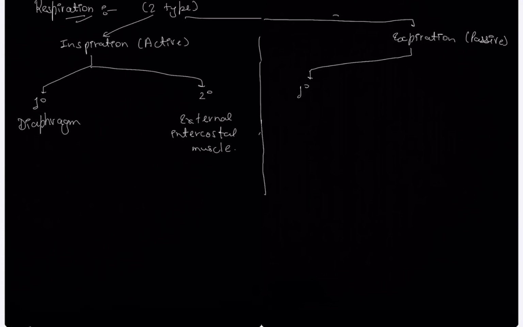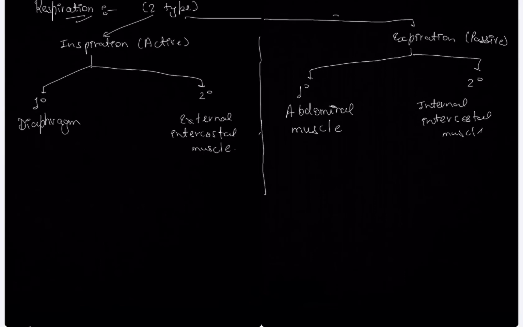Again here, expiration can be primary and secondary. Primary is because of abdominal muscles, and secondary is because of internal intercostal muscles. Remember, internal intercostal muscles. Here is internal and here is external intercostal muscles.